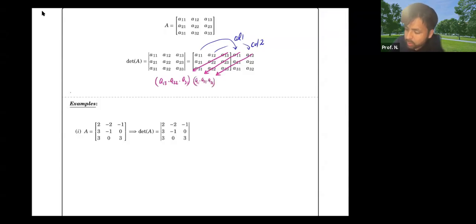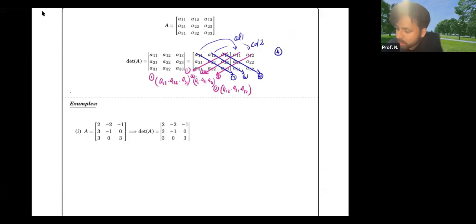So this is the first product. This is the second product. This is the third product. This is A12 times A21 times A33. So you take those 3 products and you do the same thing on the other diagonal. So then you have the fourth product, the fifth product, and the sixth product.